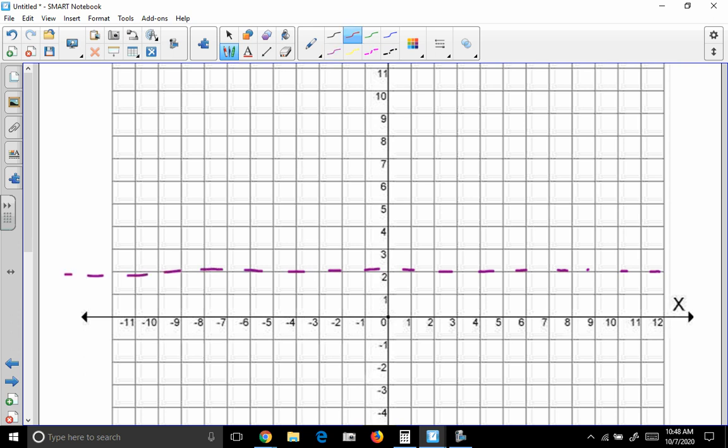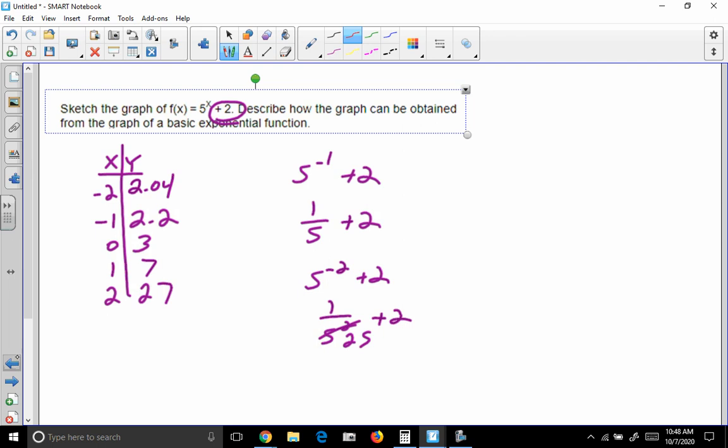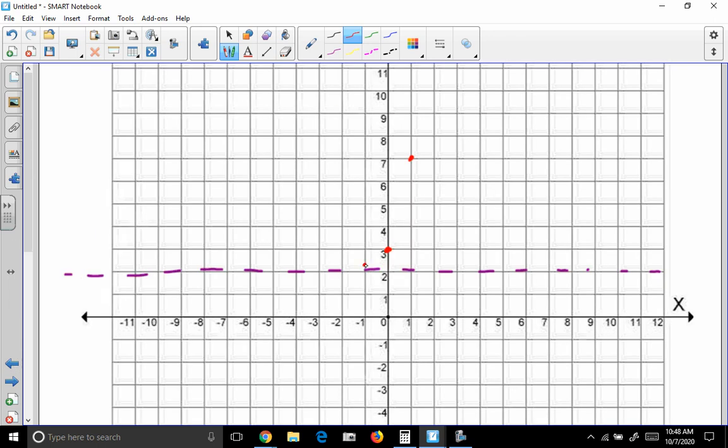And then if we plot those points, we get 0, 3, 1, 7, and 2 was out of the top. Negative 1, 2.2, negative 2, 2.04. So that starts getting steep in a hurry. So that's an exponential function. And it's not going to cross that horizontal asymptote. Our horizontal asymptote is y equals 2.